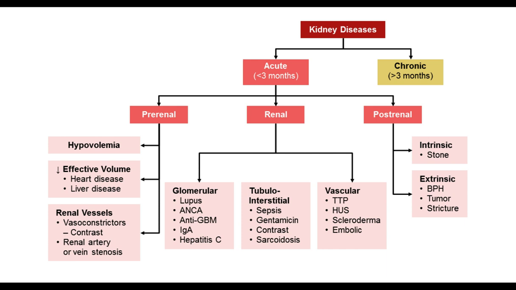You do not have enough volume because you lost either blood or fluid through diarrhea or vomiting, and now your baroreceptors are not happy, blood pressure is low, and you have the sympathetic nervous system and renin, angiotensin, and aldosterone all up, so your renal blood flow to the kidney is low. The next common cause is decreased effective volume because of heart or liver disease.